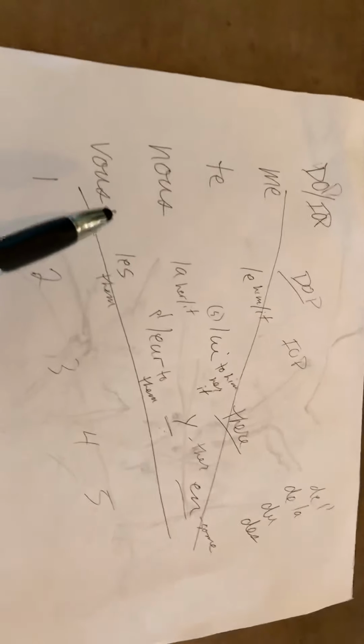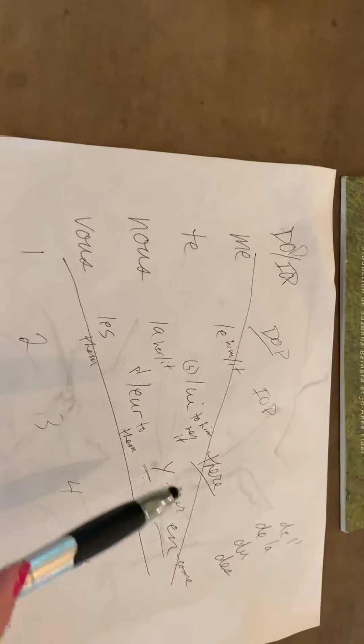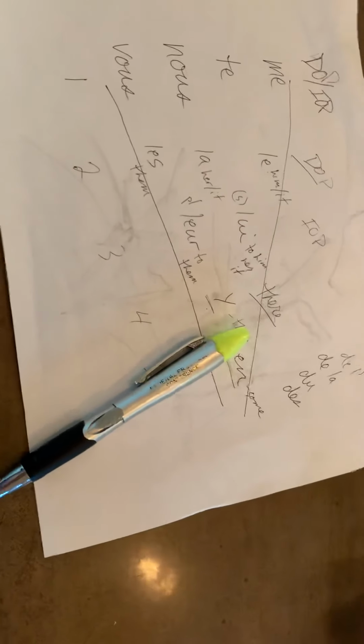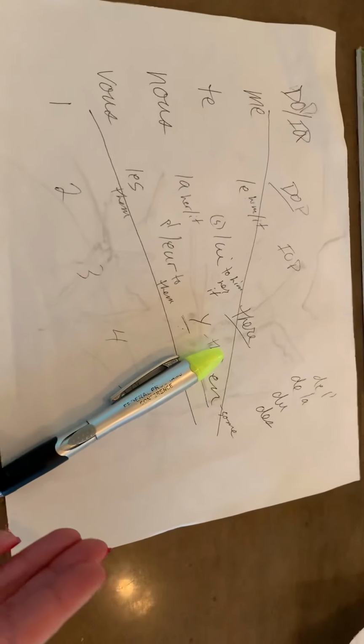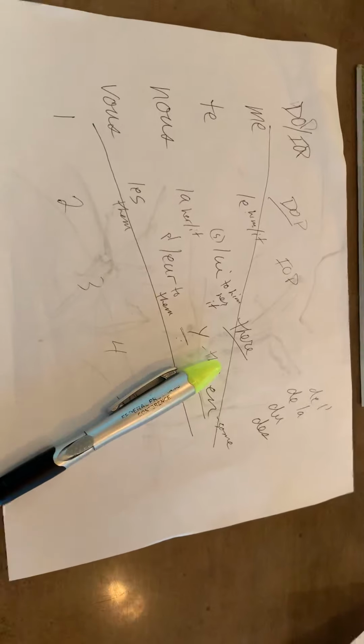So if I want to say, I see you there, je te y vois, okay? So it goes in front of the verb, unless there's an infinitive. So if you're saying, I'm going to see him there, je vais l'y voir, right? So in front of the verb, unless there's an infinitive, then you put it in front of the infinitive.